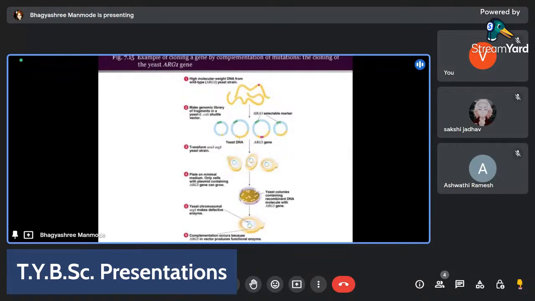Then some cells receive plasmids containing the normal ARG1 gene for the arginine biosynthesis enzyme. The plasmid's ARG1 gene is expressed, enabling the cell to grow on minimal medium, that is, in the absence of arginine, despite the presence of the defective ARG1 gene in the cell's genome. The fifth step is that chromosomal ARG1 makes a defective enzyme, and the sixth is that complementation occurs because ARG1 in the vector produces a functional enzyme. The plasmid is then isolated from the cells and the cloned gene is characterized.